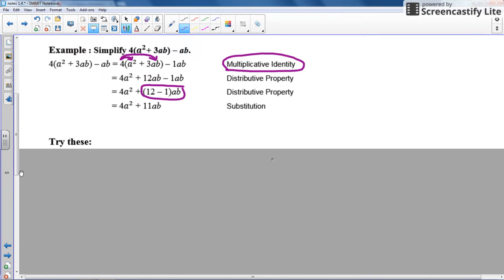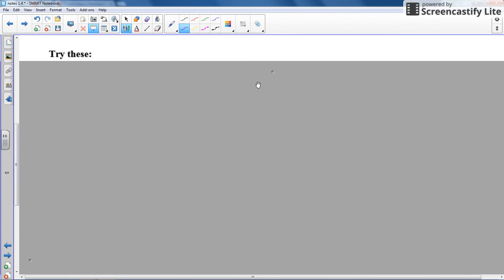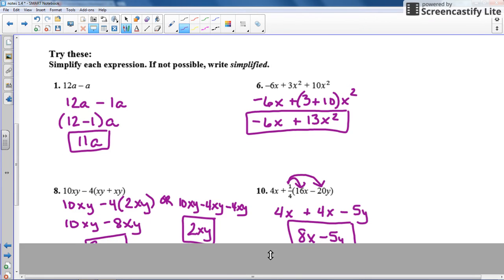All right, so what I want you to do is I want you to pause right now and try those examples at the bottom of the page, and then come back and check your answers. So hopefully you've done all of these. Here's our answers.